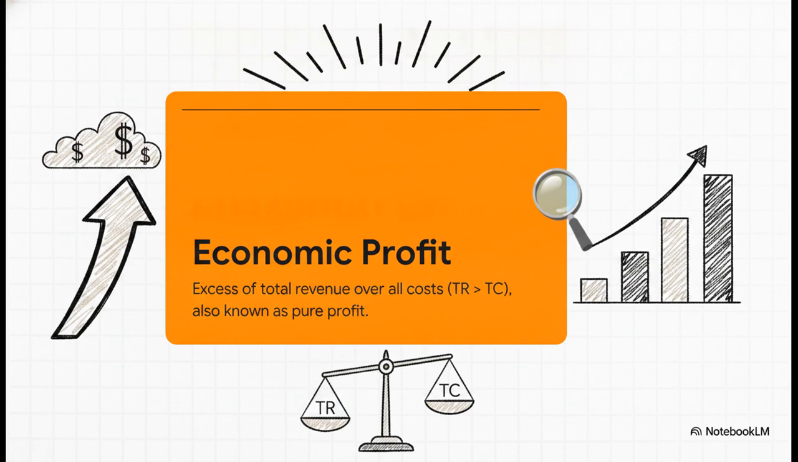All right, let's dive right in by defining our ultimate end goal. We aren't just talking about keeping the lights on and paying the bills. We're talking about economic profit. This is the excess of your total revenue over all of your costs. It's often referred to as pure profit or supernormal profit. And structurally, it only happens under one very specific condition, when your total revenue outpaces your total cost. Put simply, TR just absolutely has to be greater than TC.